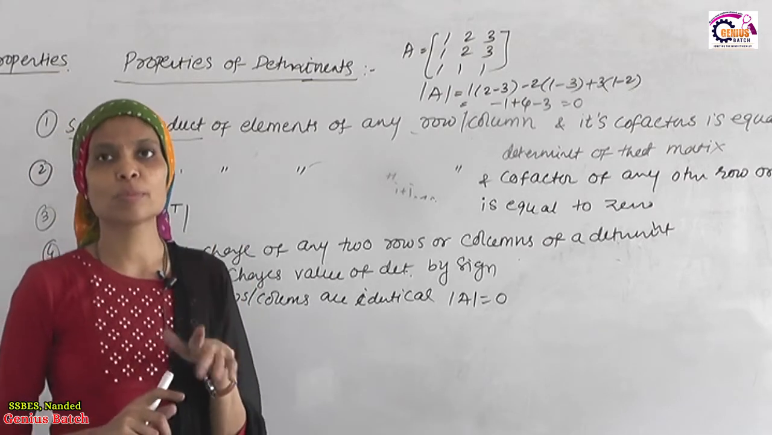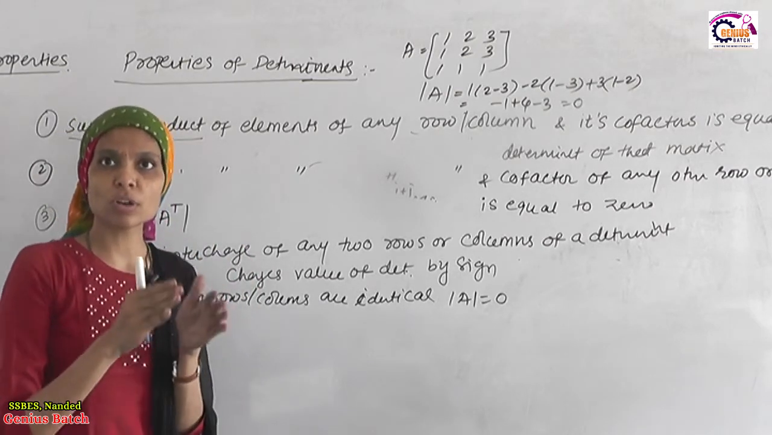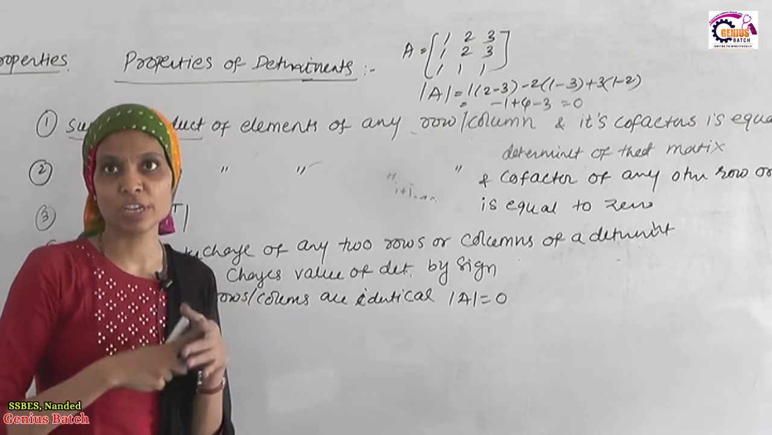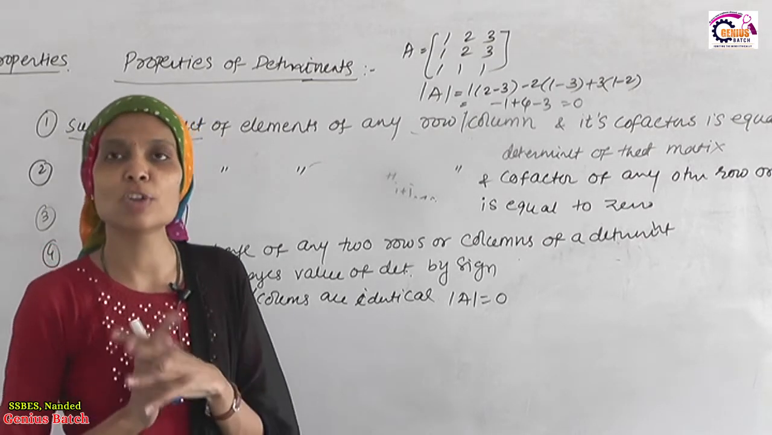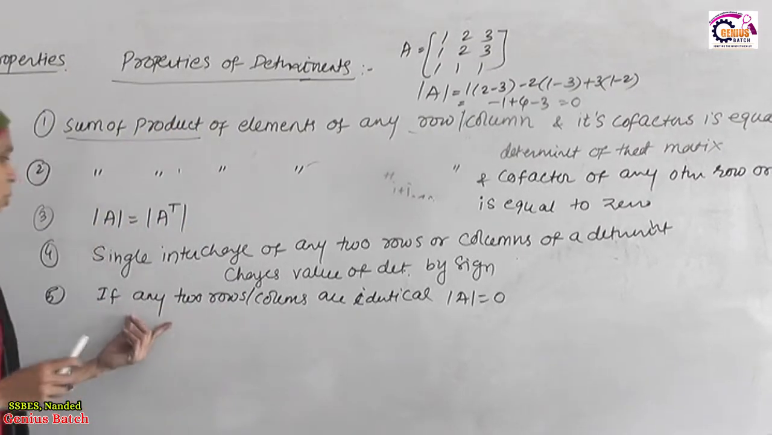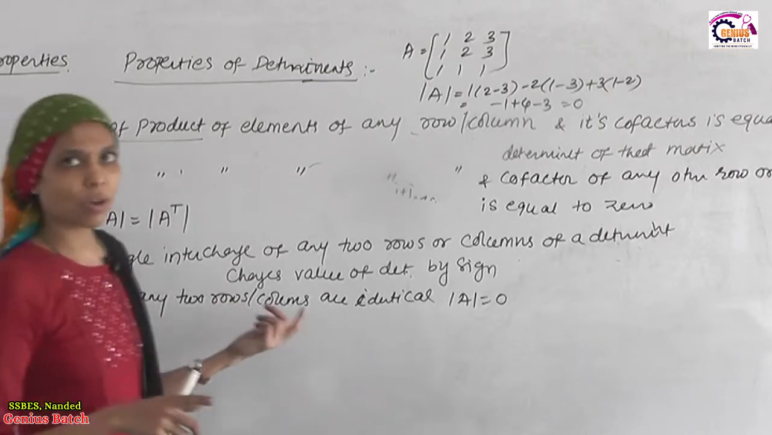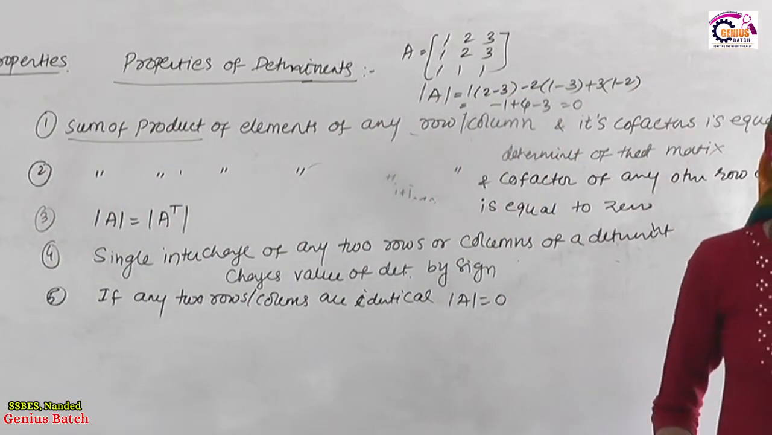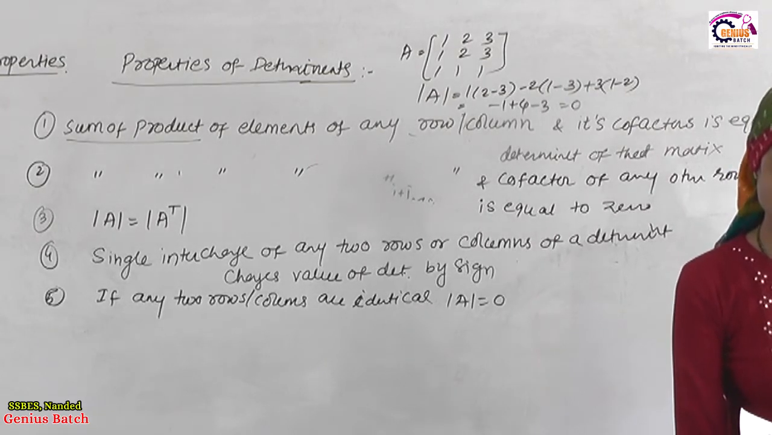One more property is there. If any row or column is 0, meaning all the elements of any row or column are 0, then also the value of the determinant is 0. Okay, so the fifth property: if any two rows or columns are identical, the value of the determinant is 0. So we'll go for the next property.